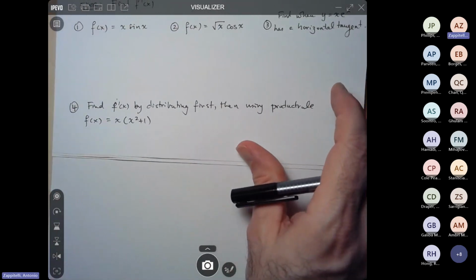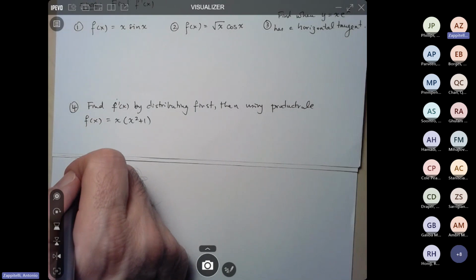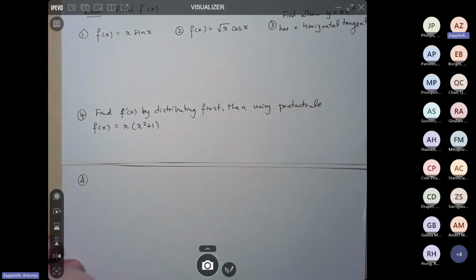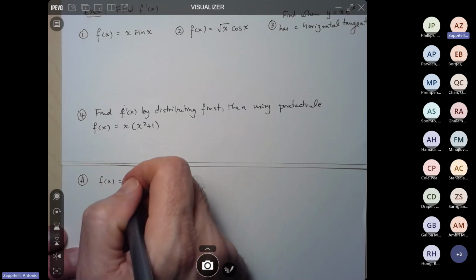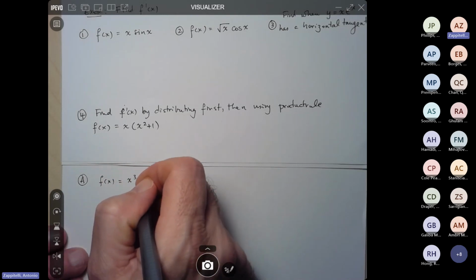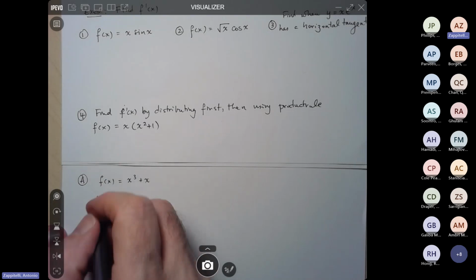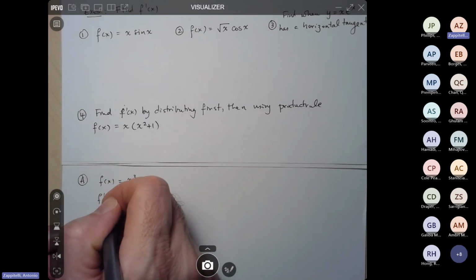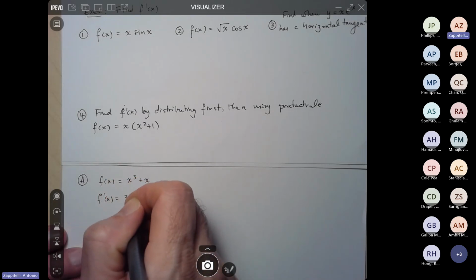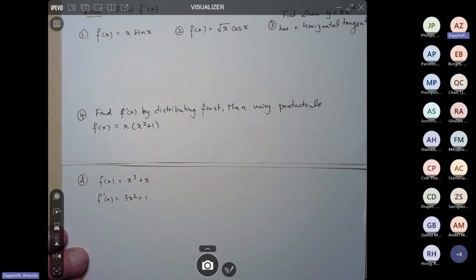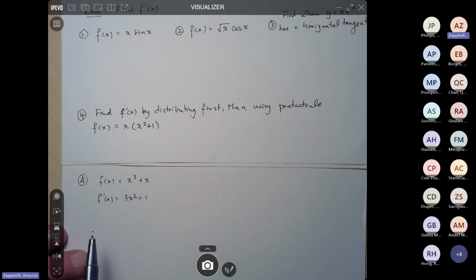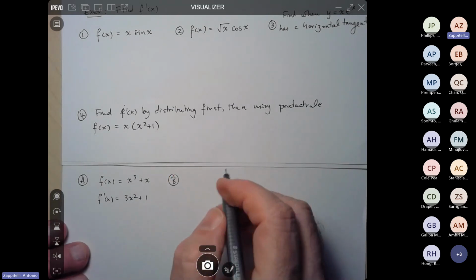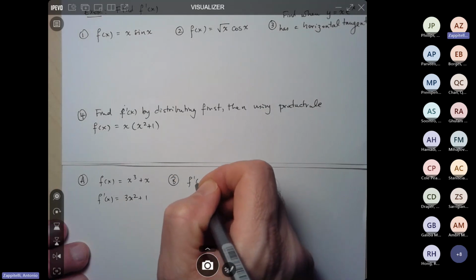So if I take this question here, let me start with option A. I'll first distribute the x. So what do we get? We get x cubed plus x. And so the derivative is just going to be 3x squared plus 1. This is first distributing and then using our power rule. Now let's try option B. Let's do the product rule.